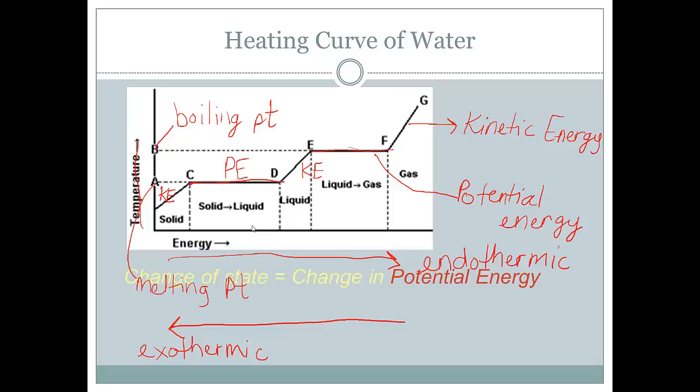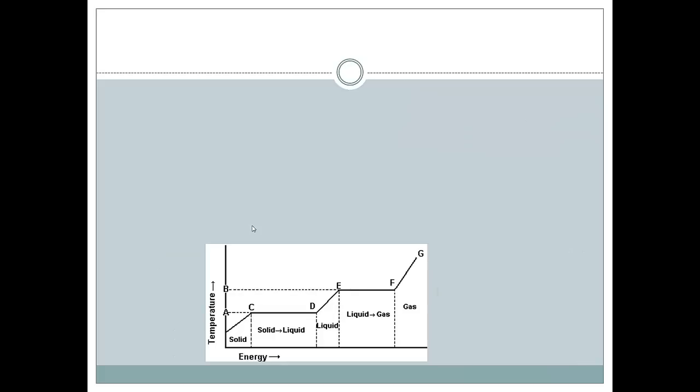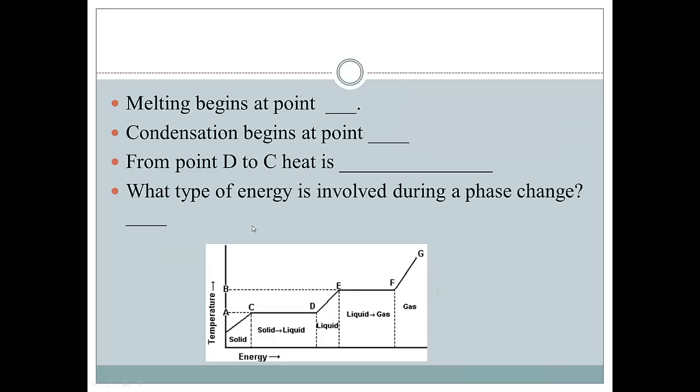Okay, let's have some questions on that. So look at right there, I've added what I've written all over: change of state, change in potential. So make sure you've got those labeled. Change in same state, change in temperature, that's where we get our kinetic energies. Know where those two differences are. Okay, let's answer some of these quick questions.